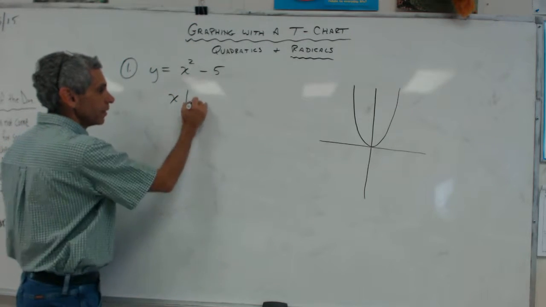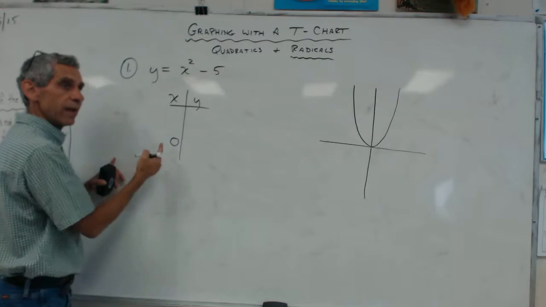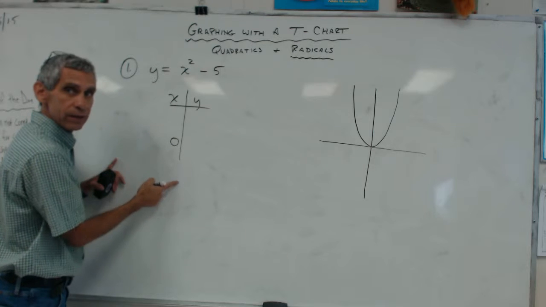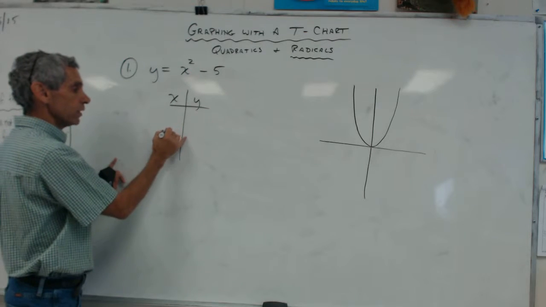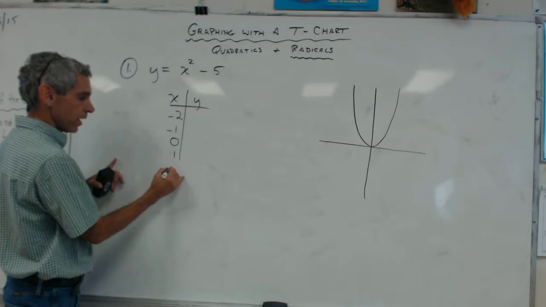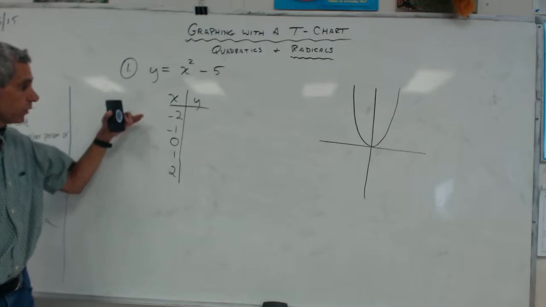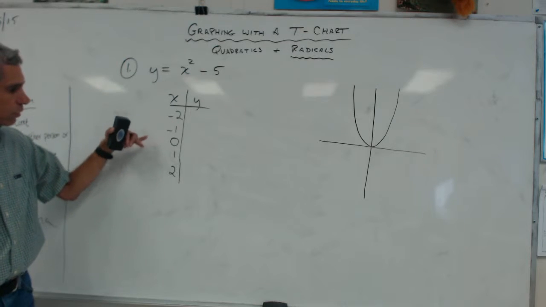For x and y, your 0 is in the middle, and you're going to have negative numbers and positive numbers. So I'm going to do negative 1 and negative 2, and positive 1 and positive 2. So it'll be negative 2, negative 1, 0, 1, 2.